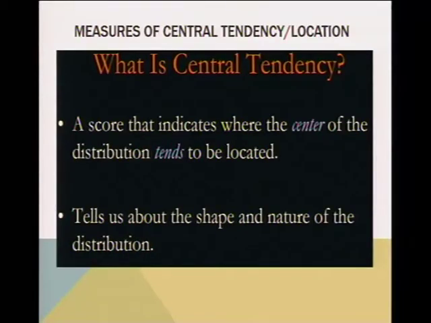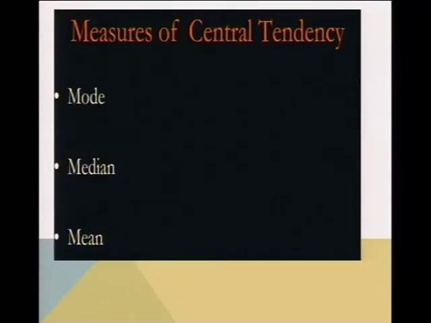We are looking at measure of central tendency or location. We want to find a score that will indicate the center of the distribution where it tends to be located, and it also tells us the shape and the nature of the distribution. The nature of distribution is what we call skewness. And then in measure of central tendency, we focus on the mean, the median, and the mode.